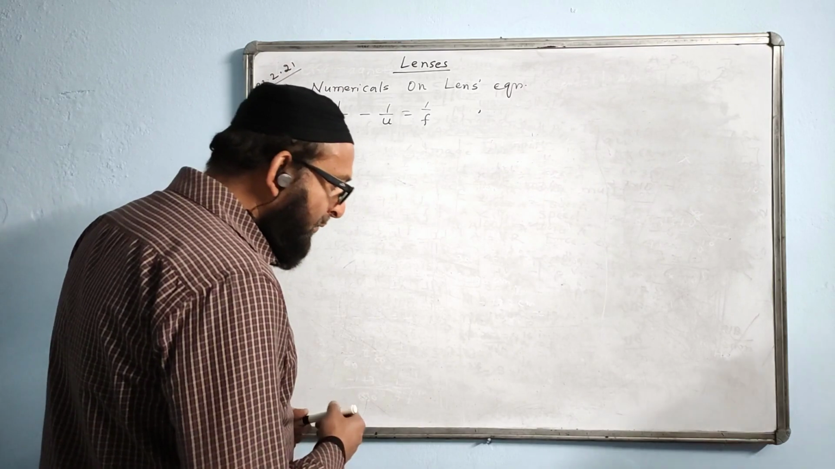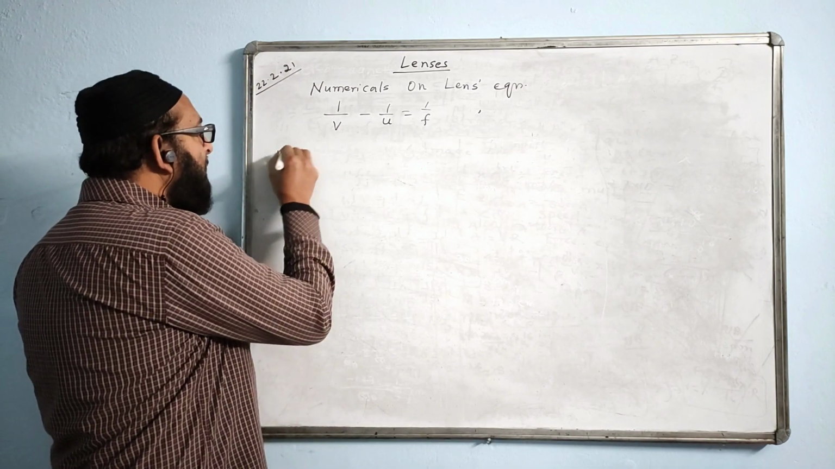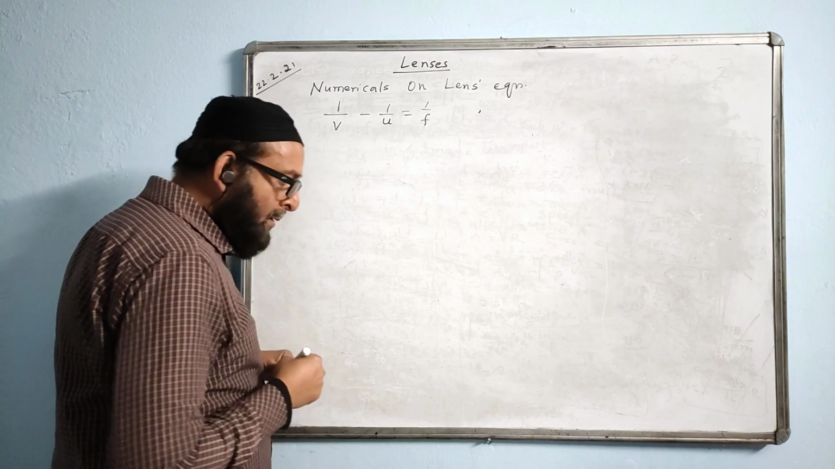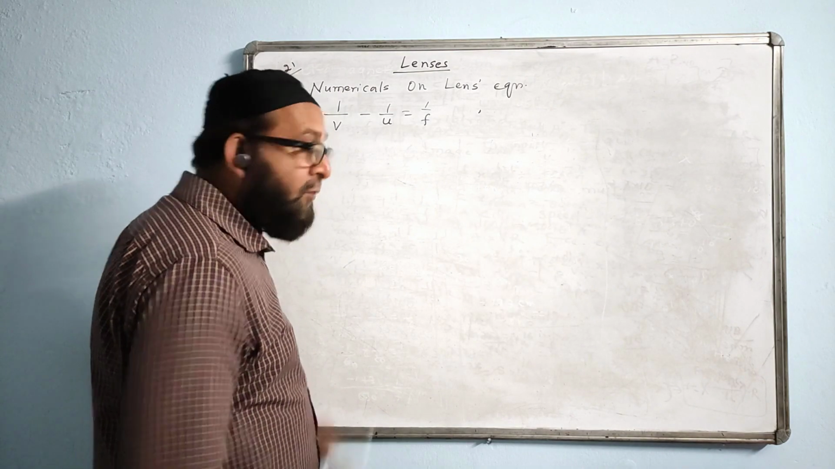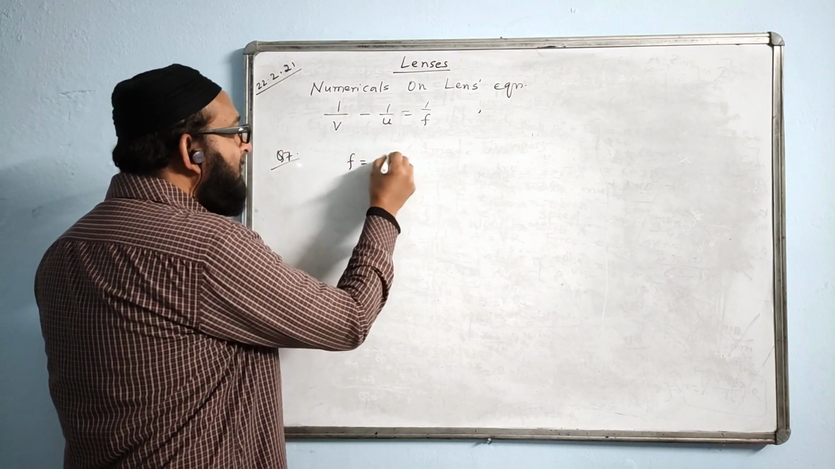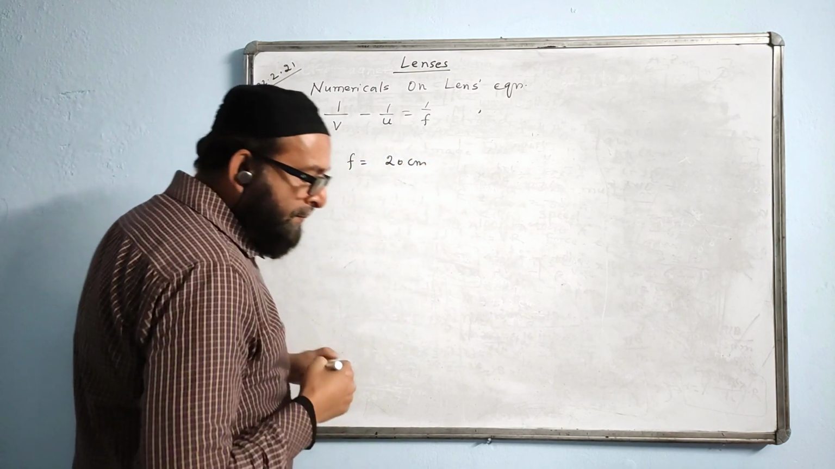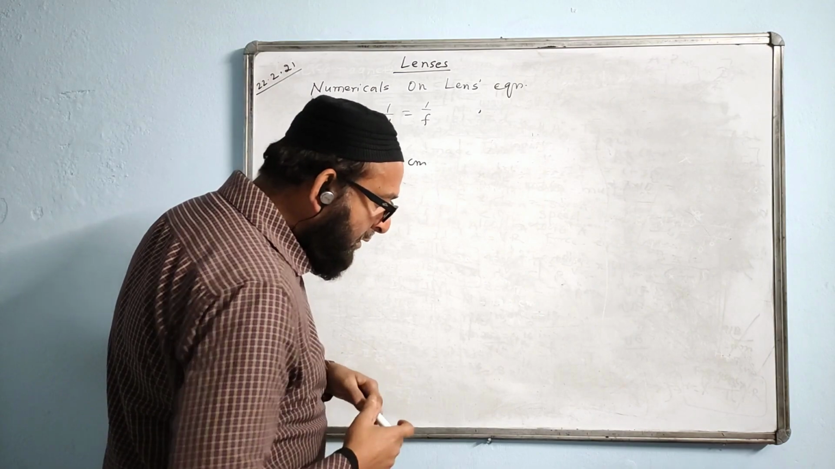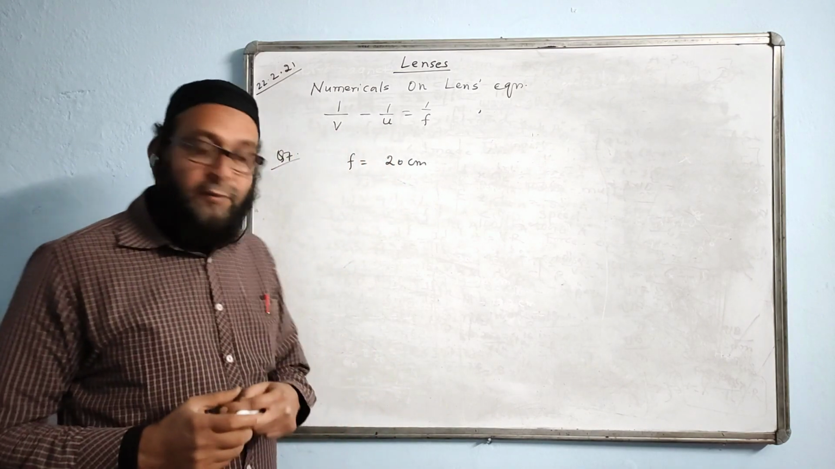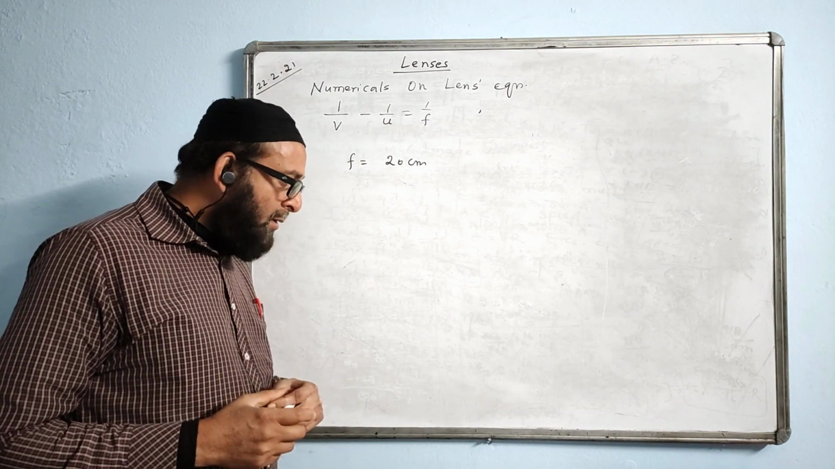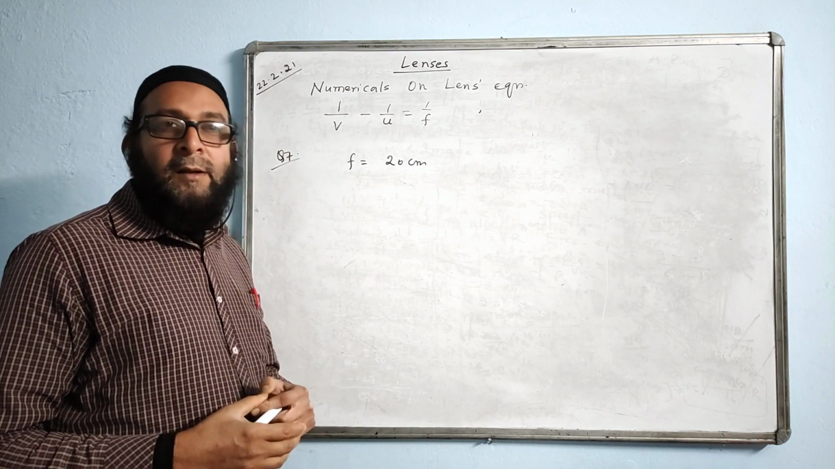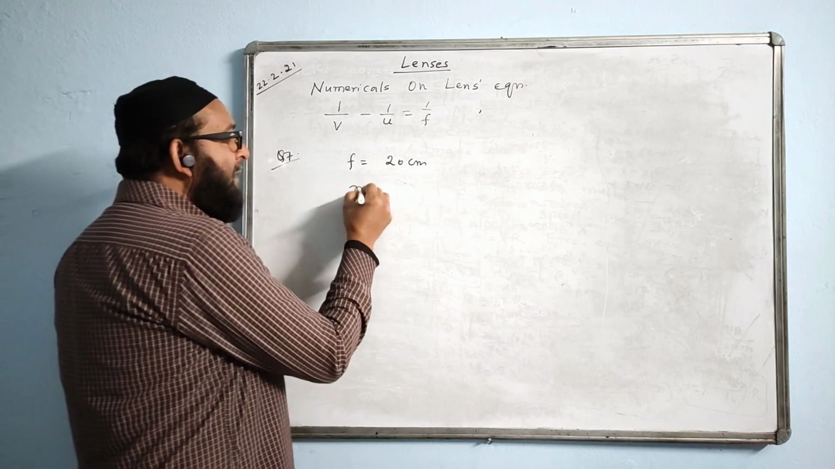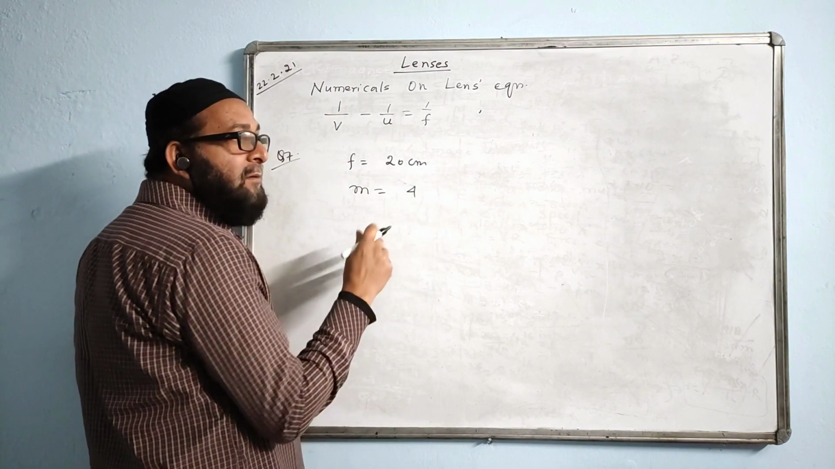Okay. We are doing next question. Question number 7. A convex lens of focal length 20 centimeters. The focal length of convex lens is given 20 centimeters. Forms an image 4 times enlarged on a screen. Find the position of the object. Size is given 4 times. M is 4 times. And they are saying on the screen.